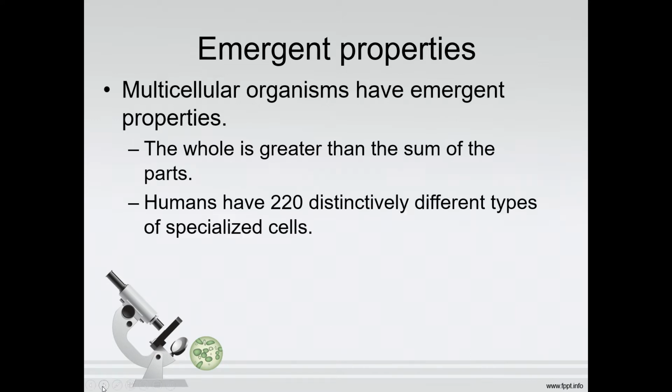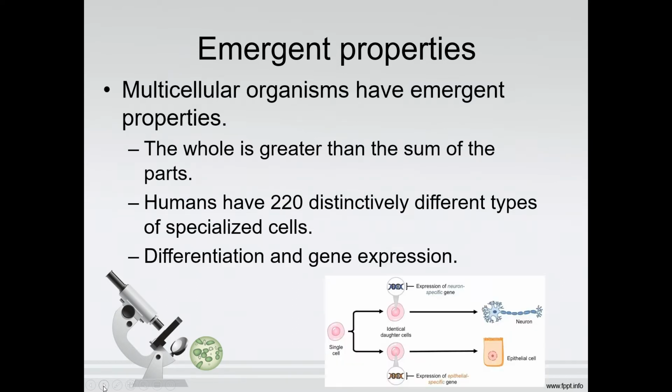So super cool. Us humans, we have 220 different kinds of specialized cells. These cells in our bodies arise through differentiation and gene expression. So all the cells in our body, they all have all the same DNA. They have all the same genes, unless you're like a red blood cell, in which case you don't have any DNA because your nucleus dissolves. But that's a story for another day. Most of our cells have all the same DNA, have all the same genes. We just turn on and turn off those genes in different ways in different kinds of cells.